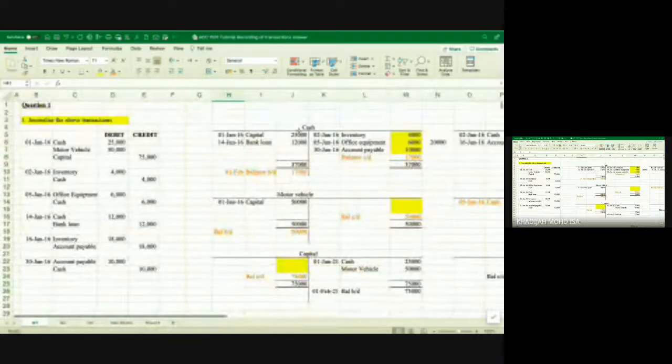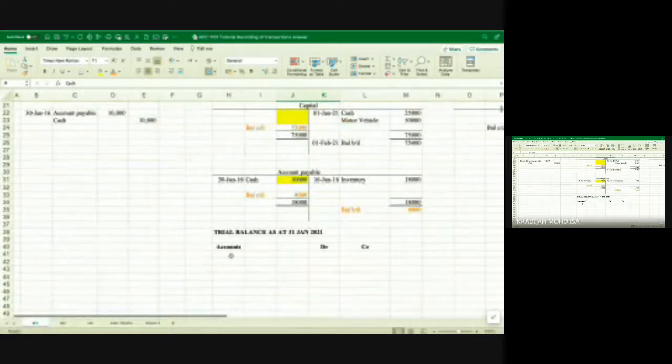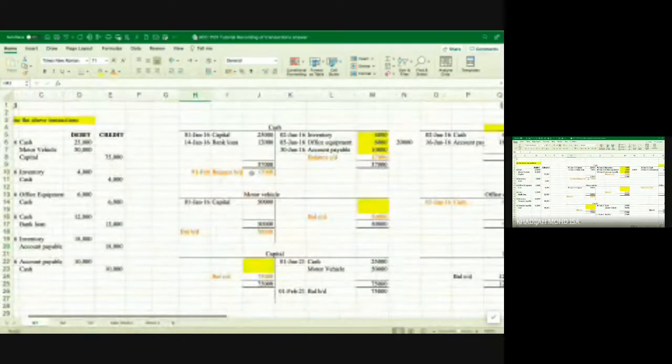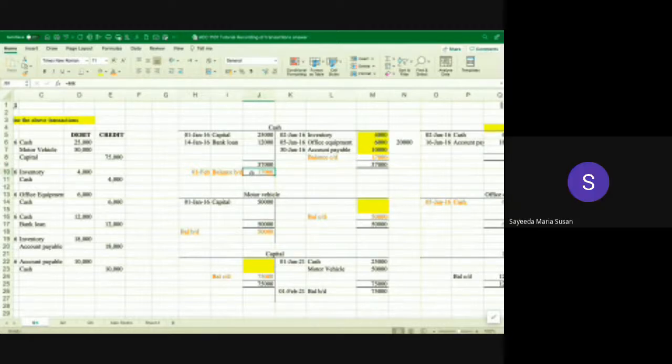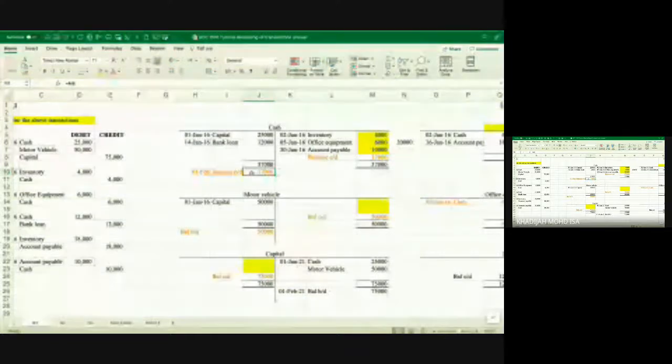Now cash. You have the cash account, so you write down the cash account. And then what's the balance? Is it a debit balance or a credit balance? Debit balance. How do you know? Because cash is an asset, so cash should have a debit balance.